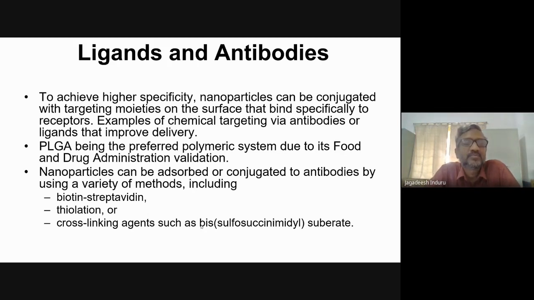Polyglycolic acid, so it is actually the L-form, not the D. This polymer is biodegradable in nature, simulates our body mechanisms, and has been proven safe and validated, so we use it as a biodegradable polymer. The nanoparticle can be adsorbed or conjugated with antibodies on its surface through covalent bonding. They can have different ligands like biotin, which is used with streptavidin. So you have thiolation to create a bond, making the antibody attach to this particular surface.